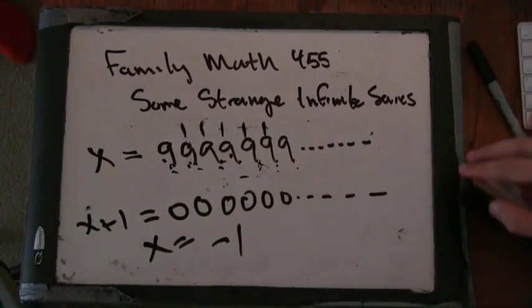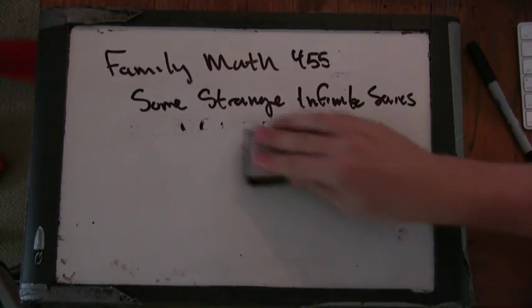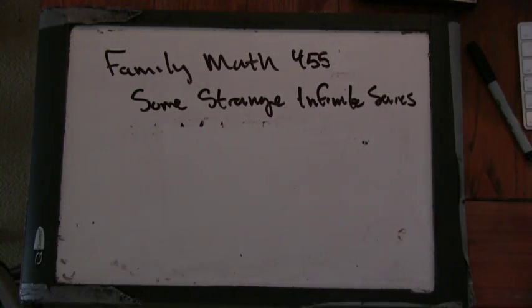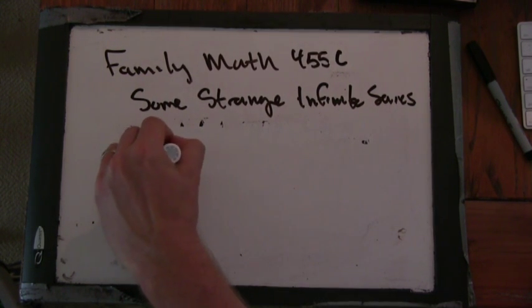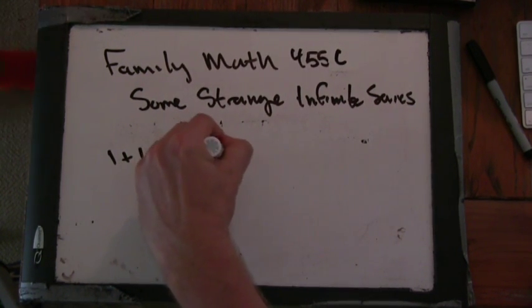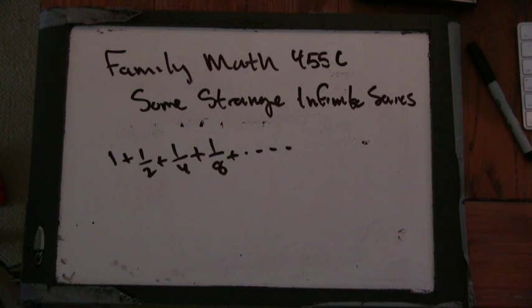Right, so here's part C. I want to go back to the idea of 1 plus a half plus a fourth. It turns out this is a special case of something called a geometric series.